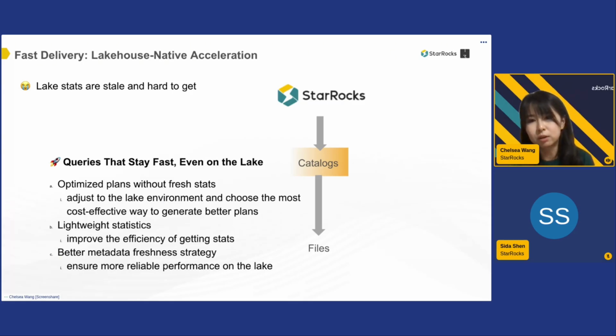So in version 4, we enhanced our strategy. First, we already imagined the worst scenario, like there's no stats at all. And we will need to choose the most cost-effective way to grab the needed information to make the right assumption, right? And in this way, we can generate better plans. And also, we improved our performance on getting stats. And also for the metadata, we improved our metadata refresh strategy so we can get better freshness and also keep the performance good.